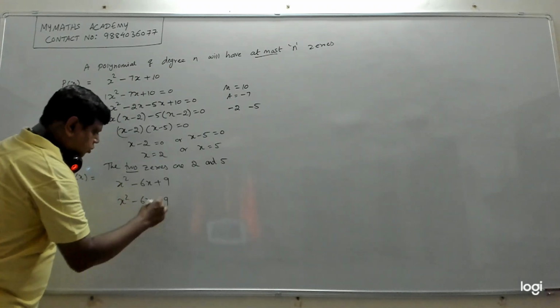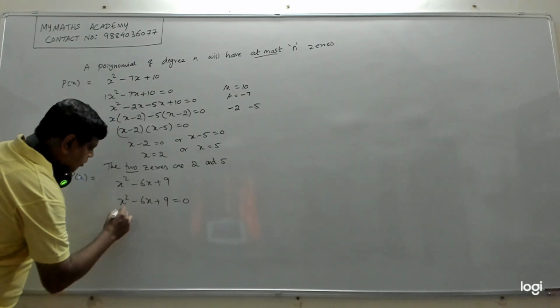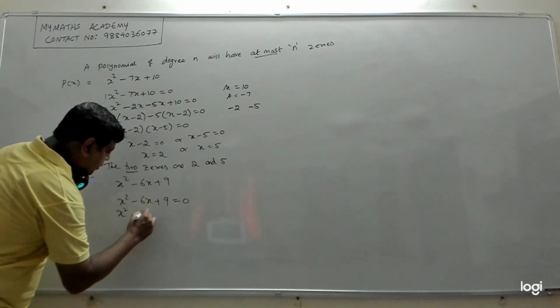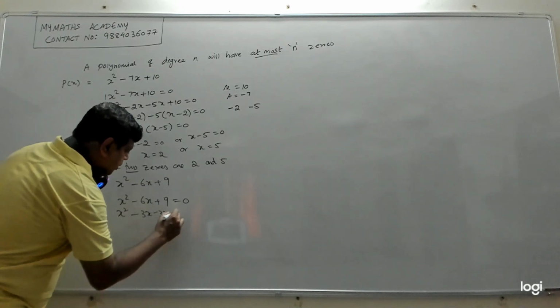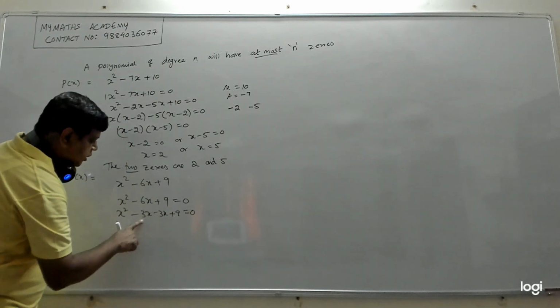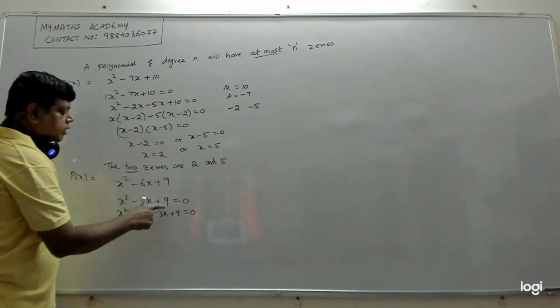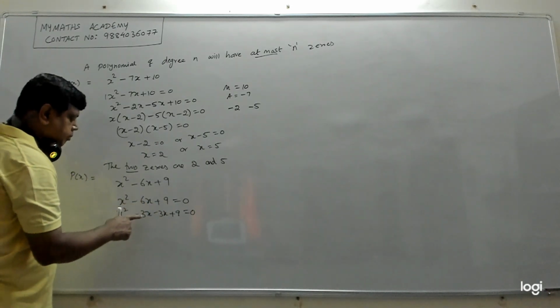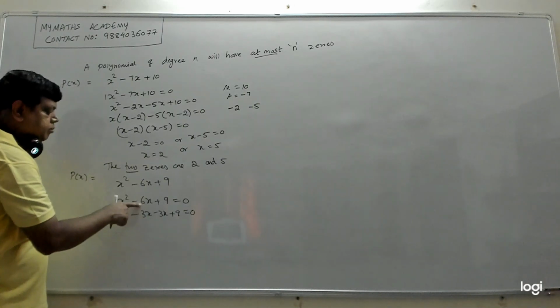So x square, then solve for x. You have to split the middle term again. So minus 6x can be written as minus 3x minus 3x plus 9 equal to 0, because minus 3 multiplied by minus 3 gives me this 9, right? And minus 3 plus minus 3 should give you minus 6.